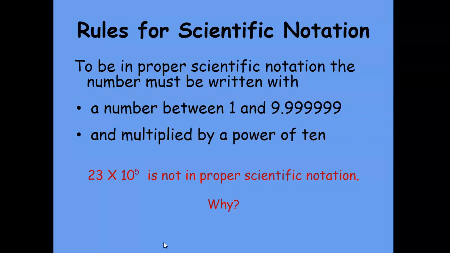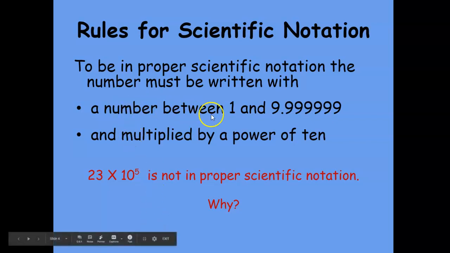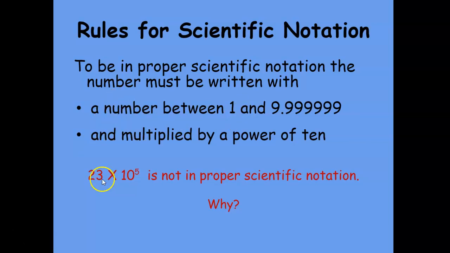The first is that you are going to start off with a number between 1 and 9.999, and that number is then multiplied by a power of 10. So I have an example here, 23 times 10 to the 5th. This is not proper scientific notation. Can you see which rule it is violating? If you're thinking the first one, good job. It is not starting with a number between 1 and 9.999.